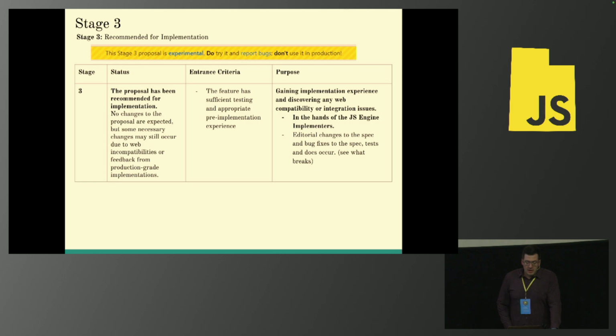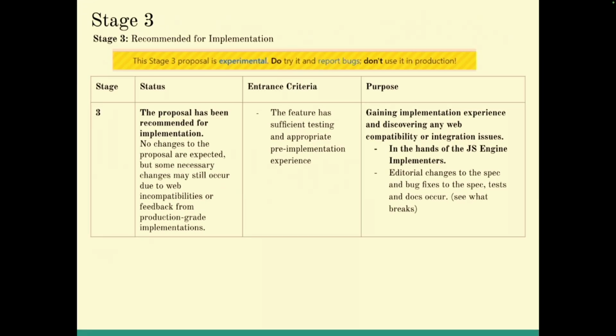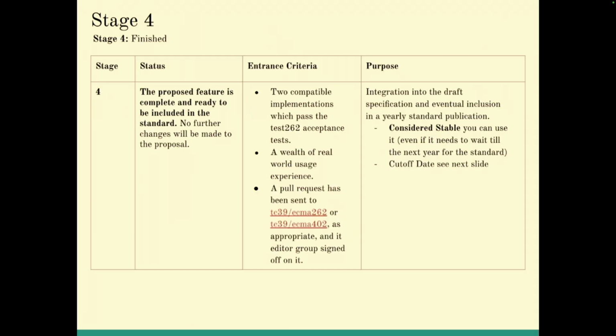The whole goal to get here is there's a ton of testing, and you need to have at least 2 of the major JavaScript engine implementers to have implemented it, if you will. So at least 2 of them need to implement it, and that's when we'll start getting different insights from actual use in web applications, etc. So finally, my favorite, stage 4, is when it's finished. It's ready to go, and it's going to be included in the standard.